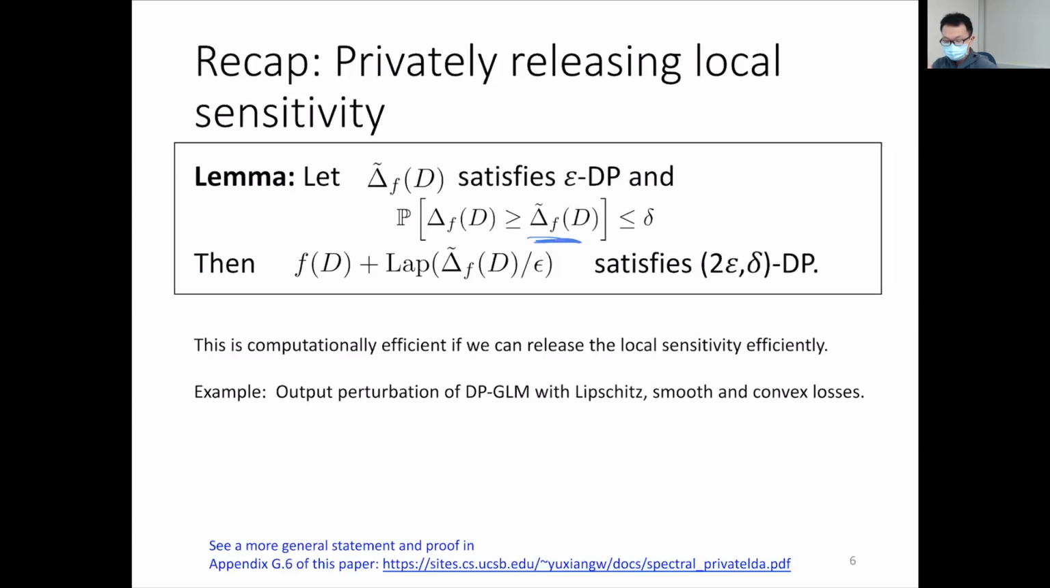Yeah, if you are marginally at the boundary, then chances are the probability that you add noise according to, because now this is a random variable, right?